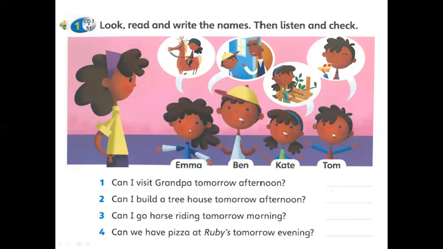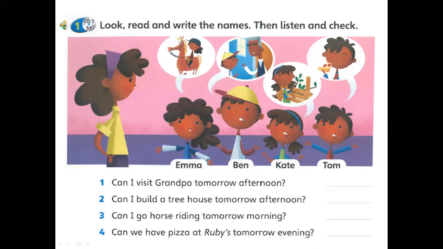Can we visit Grandpa and Grandma in the afternoon? We have can plus the subject, we, plus the verb visit in infinitive, Grandpa and Grandma in the afternoon, complement. And the last one, question mark.